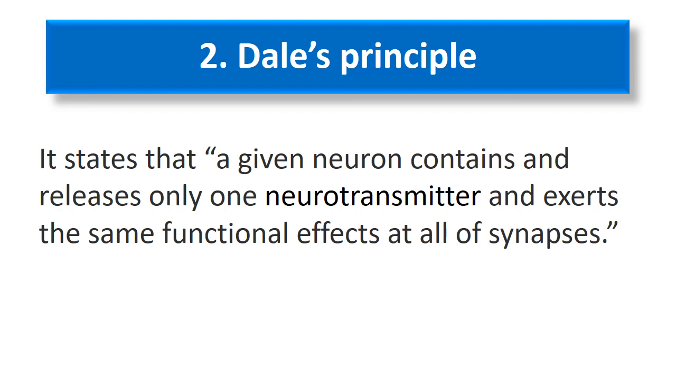So naturally it is going to produce the same effect at all of its synapses. For example, if a single neuron is making about 3 to 5 terminals, then at all the terminals it will release only one type of neurotransmitter and it will produce the same effects at all of its synapses. This principle is known as Dale's principle.